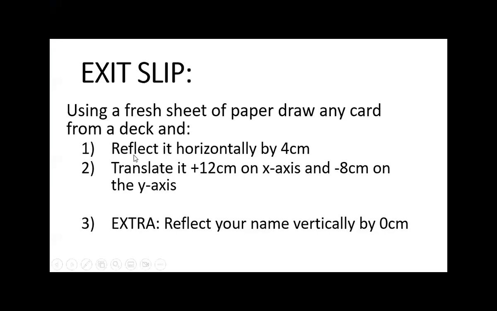So first off, you're reflecting horizontally by 4 centimeters, and then you're also going to take that and translate it. So you're going 12 centimeters on the x-axis. It's a positive 12, right? Pay attention to the details. That means it's moving to the right. And then it's negative 8 centimeters on the y-axis. That means it's moving down.